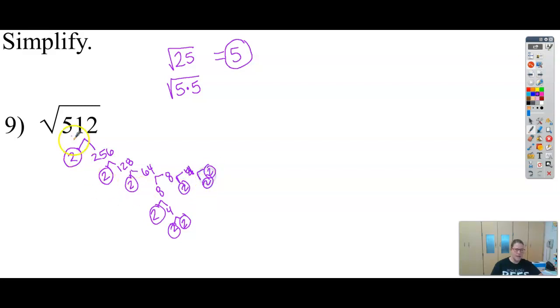So now what we've done is we've broken 512 down to all of its prime factors. So if I were to multiply all of these little 2's that are circled back together, I would get 512. Notice I didn't circle any number that wasn't prime. Those aren't the ones I'm looking at.